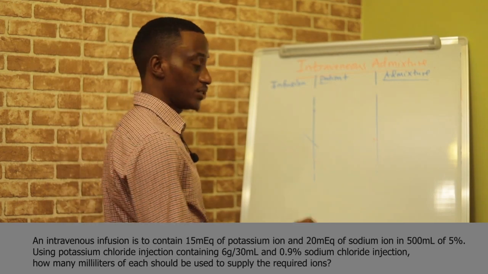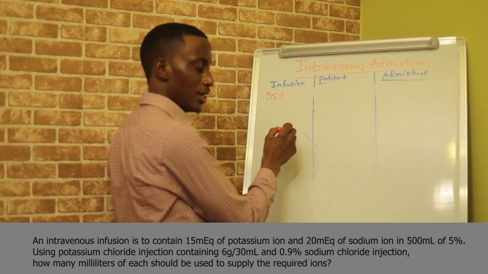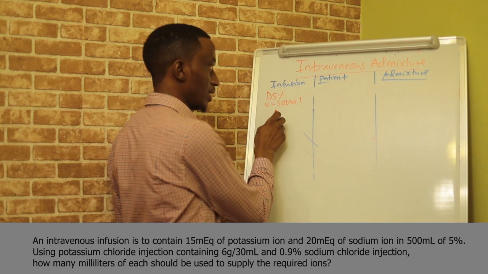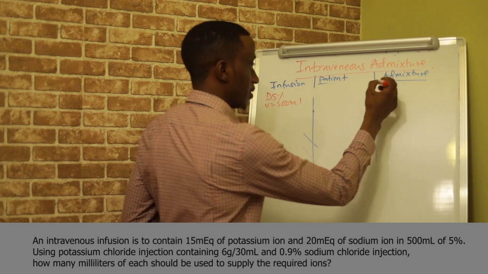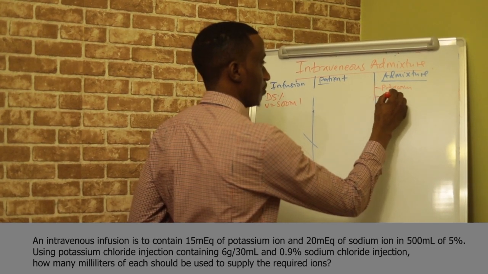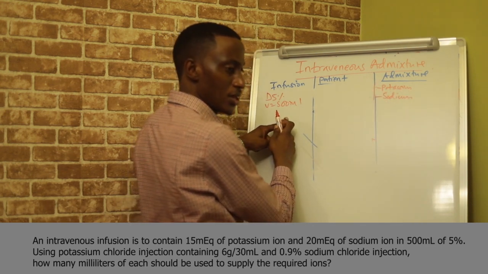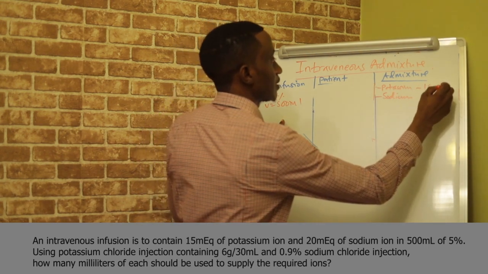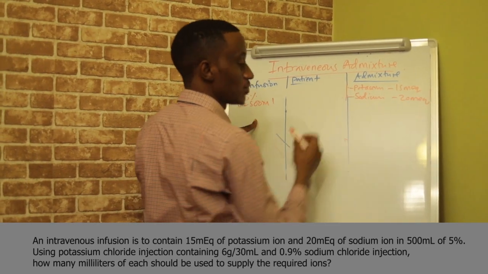So we have the infusion here. Probably this was dextrose 5% with the volume of 500 ml. But this infusion was to contain an admixture of the following: potassium, and sodium. These are the two admixtures which were to be added into this infusion. So how much of each? To contain 15 milliequivalents of potassium and 20 milliequivalents of sodium.